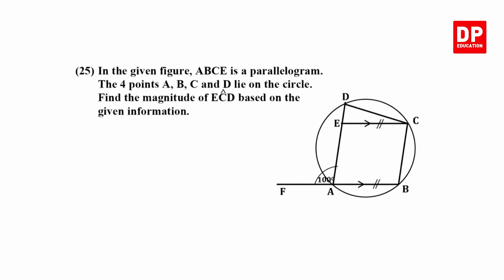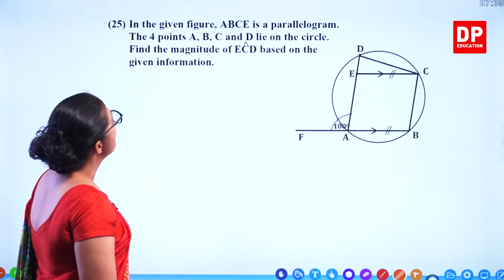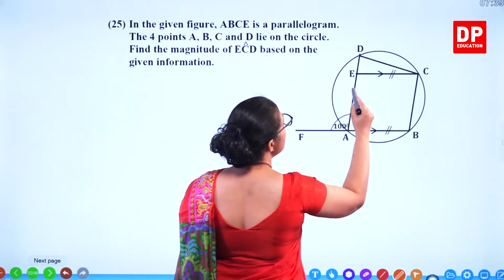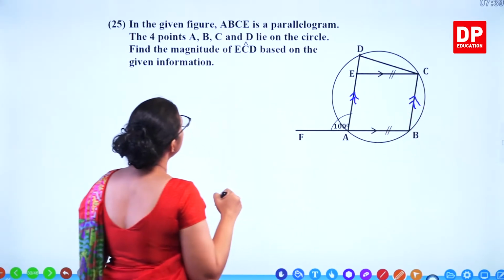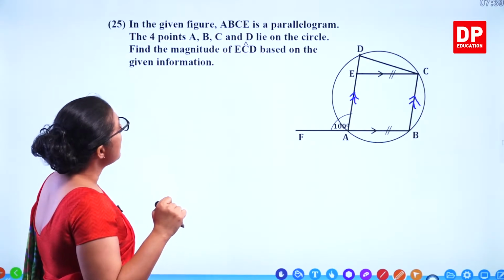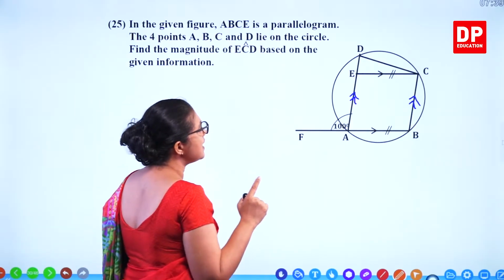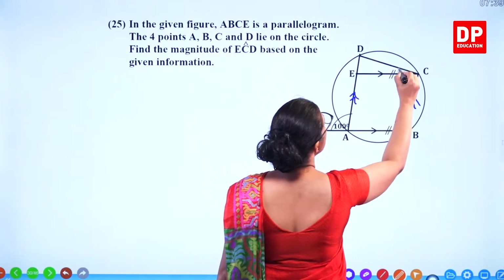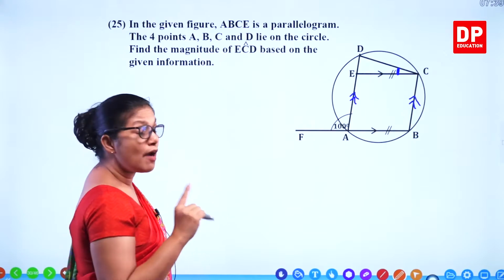25th one. In the given figure, ABCE is a parallelogram. So opposite sides are parallel and equal. This side is also parallel and equal. The 4 points A, B, C and D lie on the circle. Find the magnitude of ECD. ECD, this angle. How do you find out that angle? So carefully look.